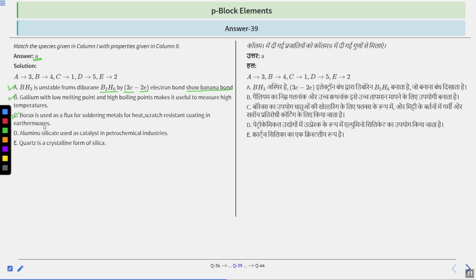In C, borax is used as a flux for soldering metals, for heat, scratch resistance coating in earthenwares. That is why C is related to 1. D, aluminosilicate is used as catalyst in petrochemical industries. That's why D is related to the fifth point. And for E, quartz is a crystalline form of silica. That's why E is related to the second property. Thus our option A is the correct answer.